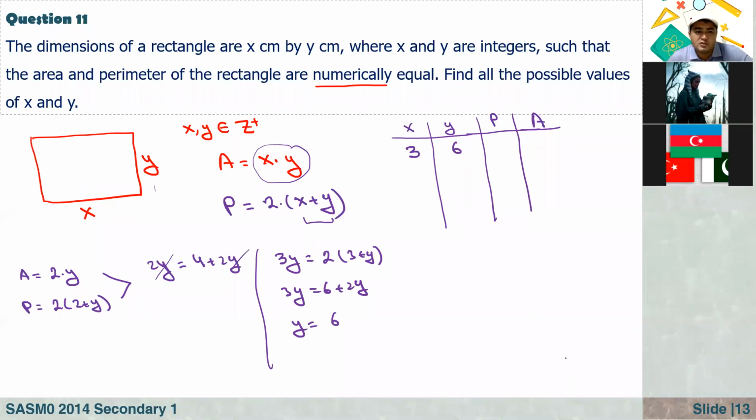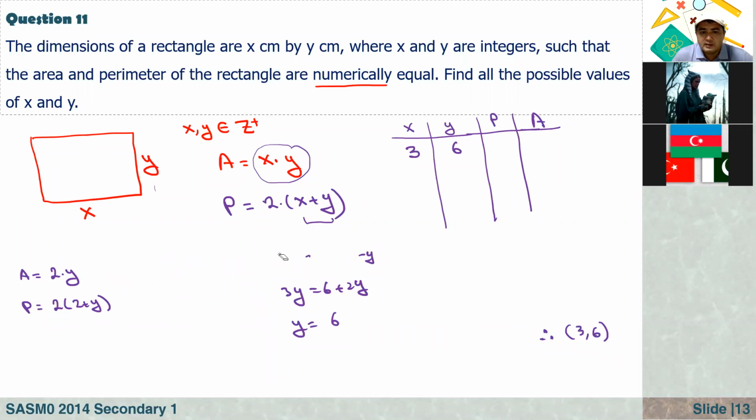Find all the possible values of x and y. One possible value is, what is it? It is 3 and 6. Let me just write our answers here. I need more space here. Okay. Good. So perimeter is 18, area is 18.